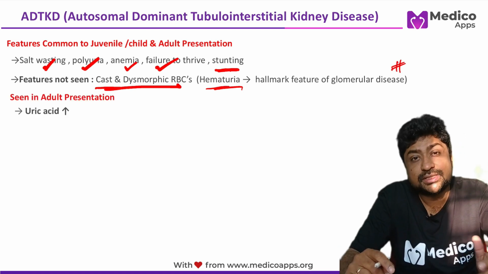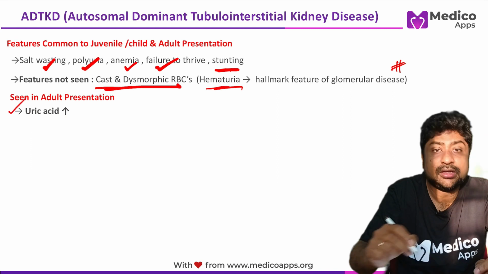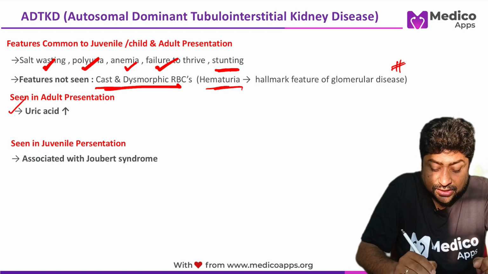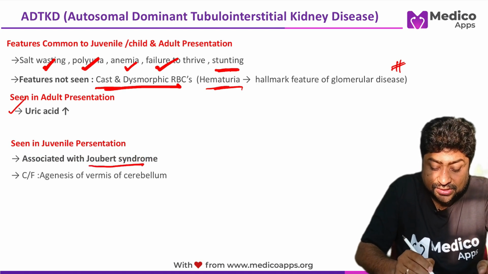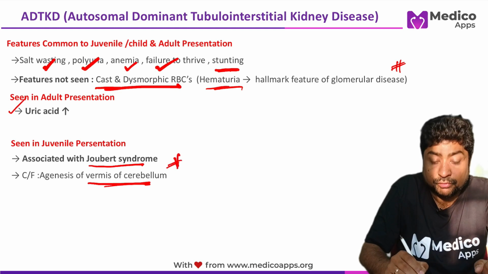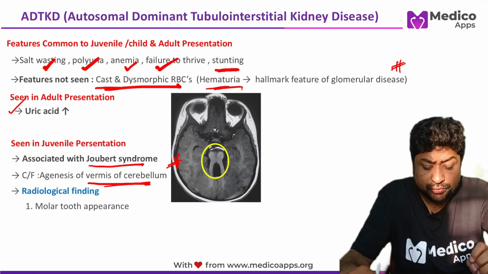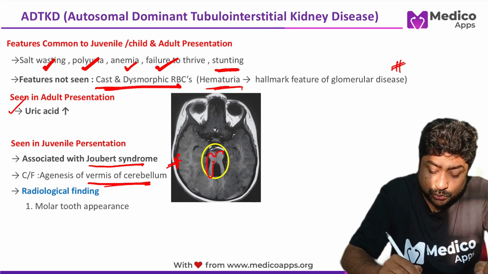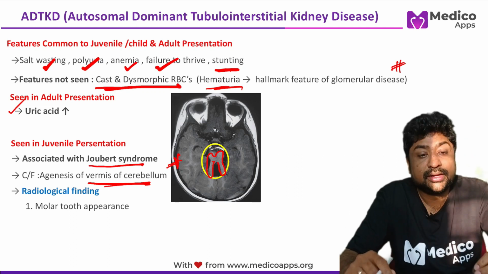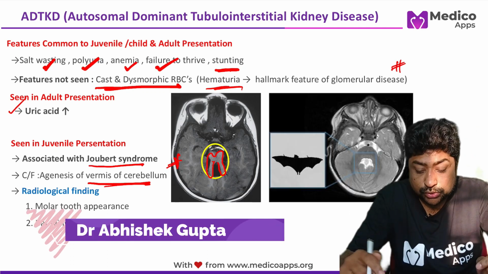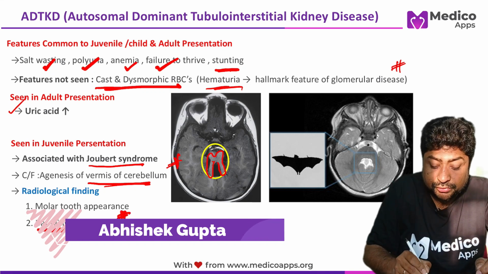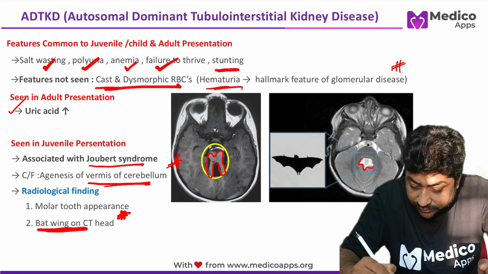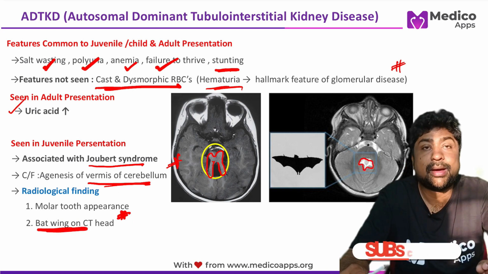One feature which is very specific to the adult presentation is an increase in the uric acid level. The juvenile presentation is generally associated with Joubert syndrome, and here there is agenesis or hypoplasia of the vermis of the cerebellum. There are two very important radiological findings. One is called the molar tooth appearance. You can see there is a look of a molar tooth. Another very peculiar radiological feature you can find on CT head is the bat wing appearance. If you see here, this portion looks like a bat wing.